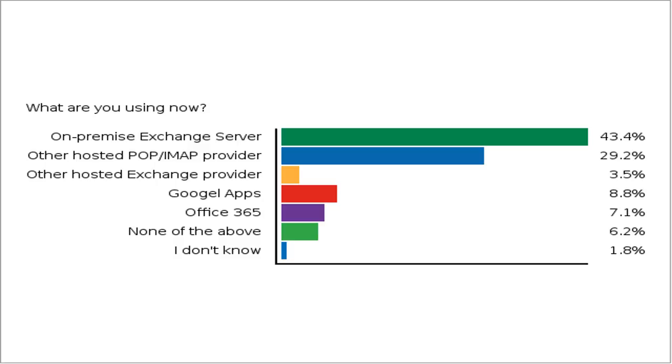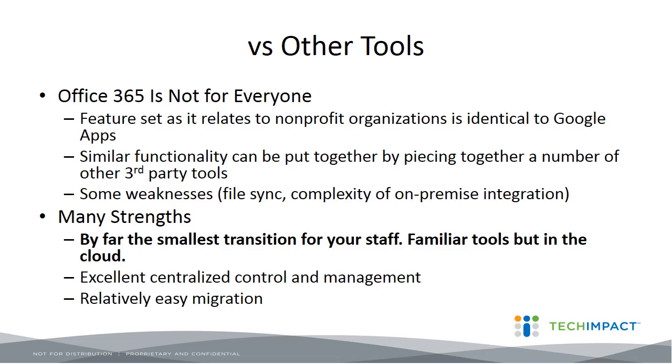The good news is that most of the stuff I'm going to be talking about today pertains to migrating from an Exchange server, and the rest of it pertains to migrating from POP or IMAP providers. And we'll touch briefly on Google Apps. So hopefully this will be good information for you. I just want to give you a little bit of context of Office 365 related to anything else.